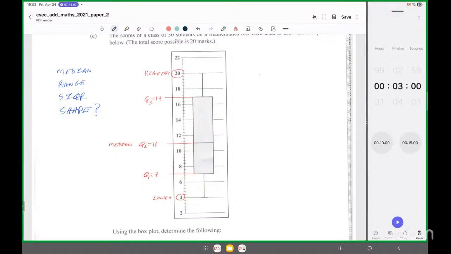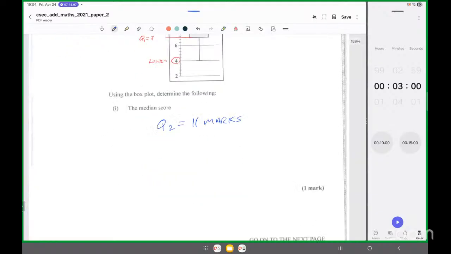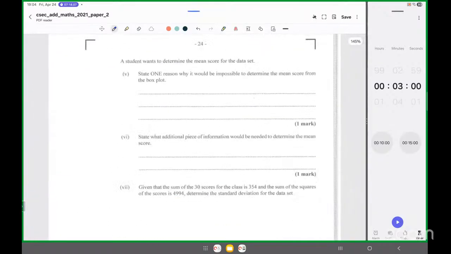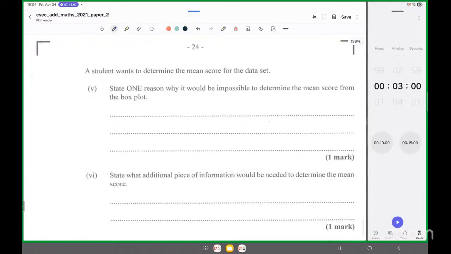In order for you to calculate the mean, you have to have all the actual values, right? That is it. The actual values are not known. So the actual data values are not shown on the box plot.